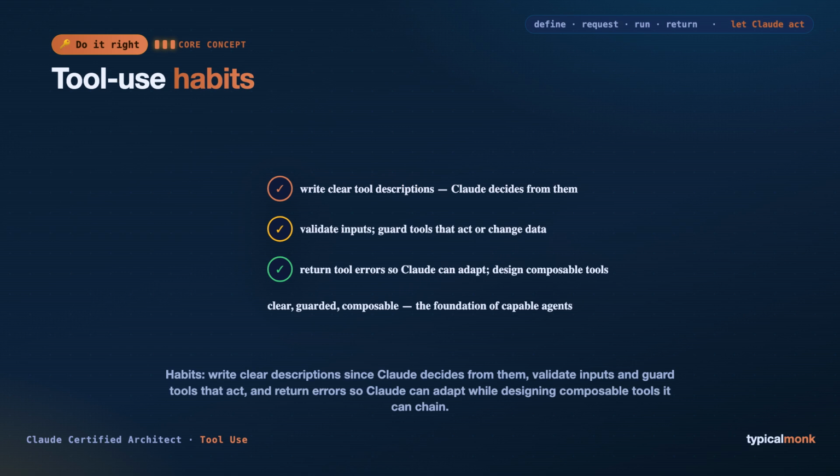So the takeaway: make tool use reliable and safe with three habits. Write clear descriptions since Claude decides entirely from them, validate inputs, and guard any tool that acts or changes data rather than obeying blindly. And handle errors by returning them while designing composable tools Claude can chain, turning tool use into the dependable foundation of capable, safe agents.